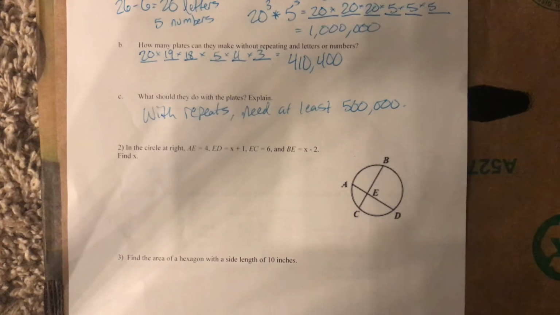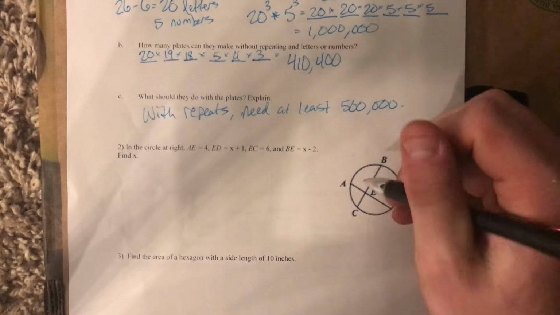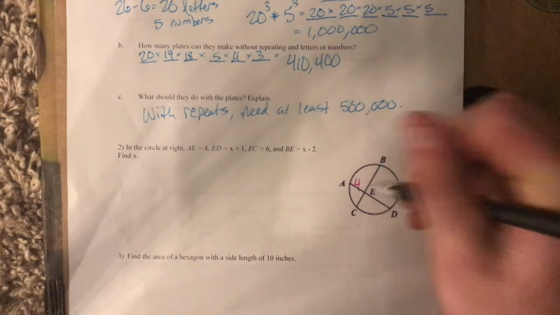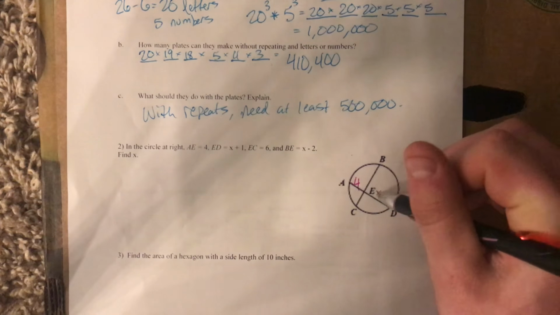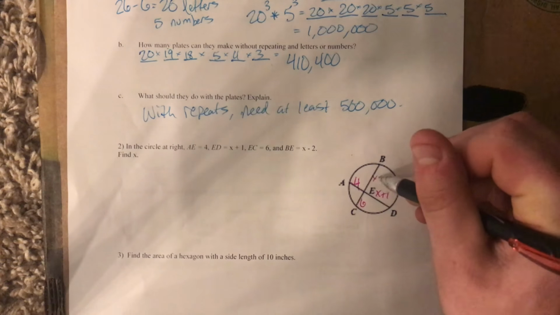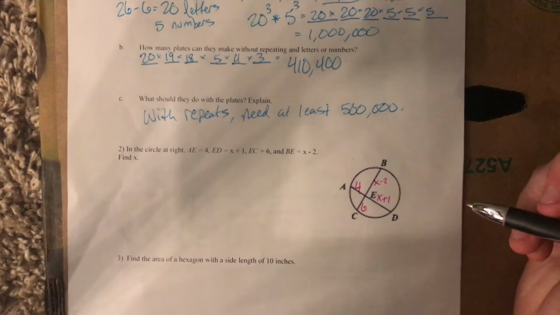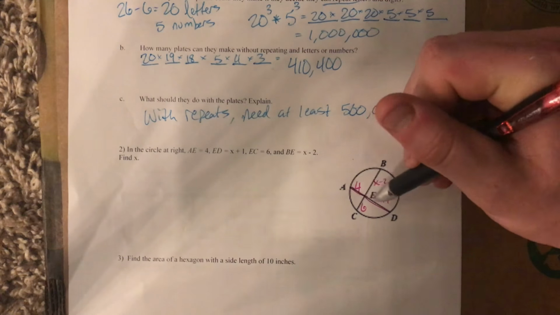All right, on to number 2. This problem has been coming up quite a bit as of late. A pretty easy solution to this one, if you know what you're doing. If AE is 4, ED is x plus 1, EC is 6, BE is x minus 2. All right, pretty simple. You just take the 2 parts of each chord.